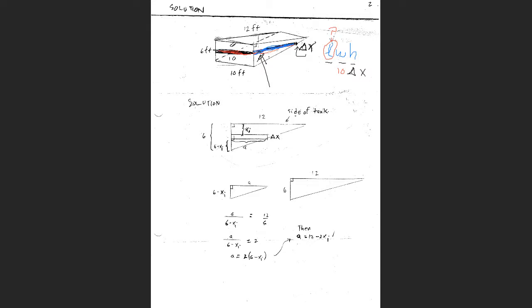Okay, so what I've done here in the picture is I have the side of the tank, which is 12 feet long and 6 feet high. And then the ith layer of water, okay, well, let me just delineate this in red here. Got to be a little bit careful.